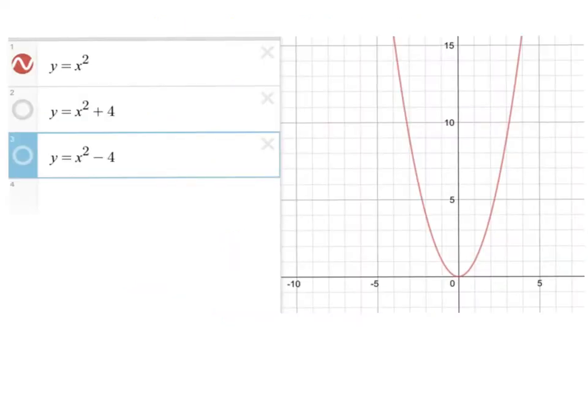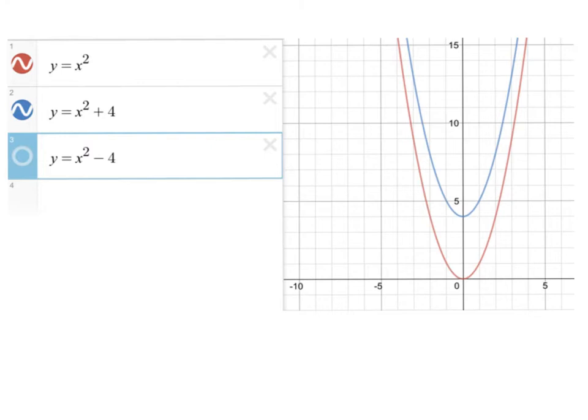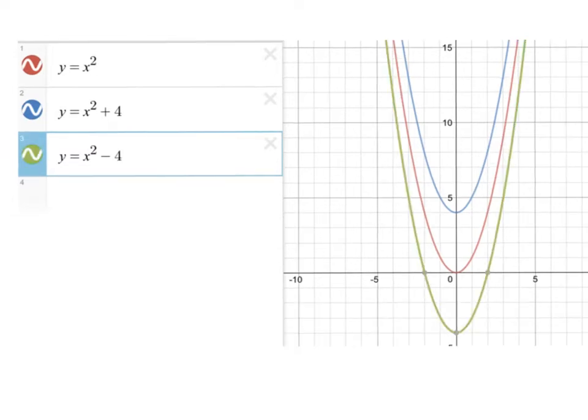Let's take the example of y equals x squared. Here's the original function. And if I want to shift this function up, I'm going to add 4 units to it, for example, and that actually moves 4 units up on the y-axis. Conversely, if I want to shift it down, I just subtract 4 units from the original function, which is this thing in green right here.